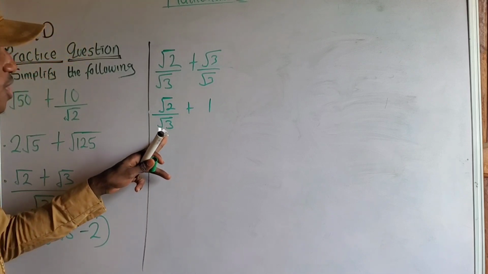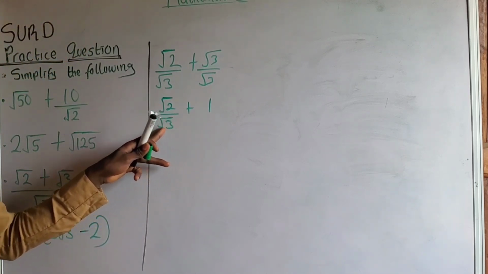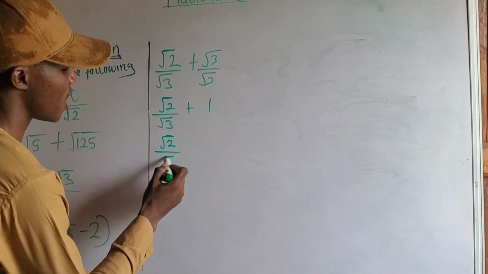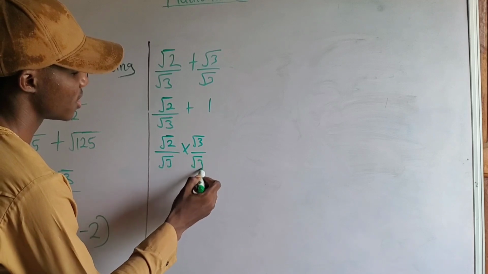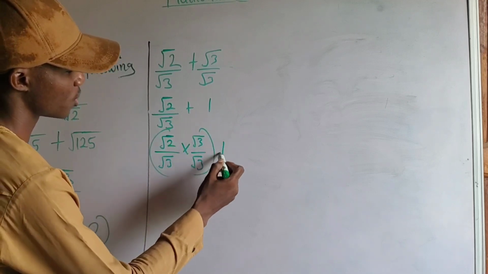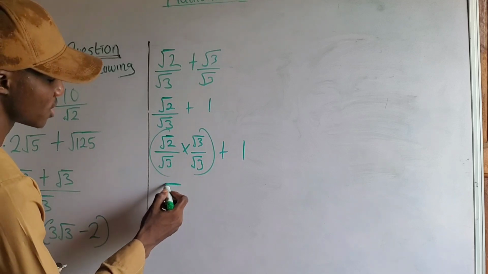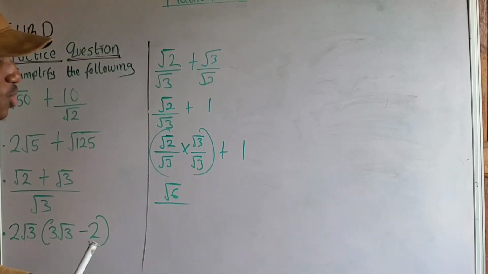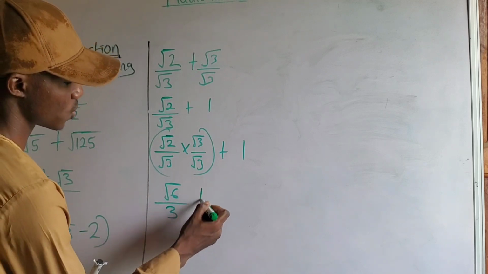Now, from this point, I can rationalize this fraction because I have an irrational part at the denominator. So I'm going to have root 2 all over root 3 multiplied by root 3 all over root 3, then plus this 1. Okay, root 2 times root 3 is what? Root 6, right? Yes. Root 3 times root 3 is what? Root 9. So root 9 is what? 3. So I'm going to have root 6 over 3 plus 1.